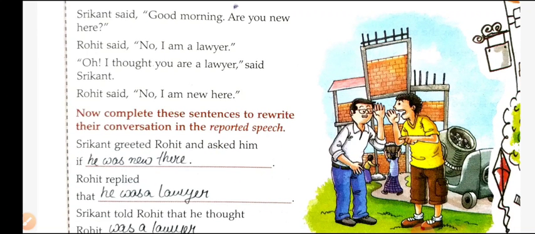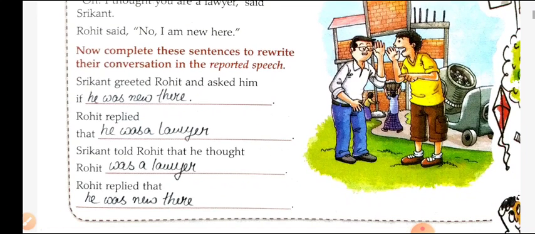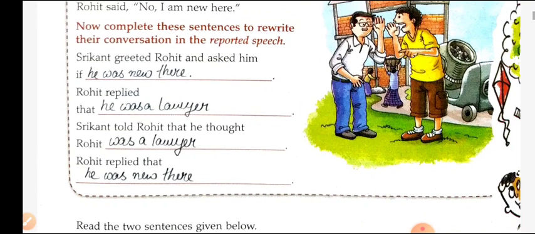Now complete these sentences to rewrite their conversation in the reported speech. Srikant greeted Rohit and asked him if he was new there. Rohit replied that he was a lawyer. Srikant told Rohit that he thought Rohit was a lawyer. Rohit replied that he was new there.